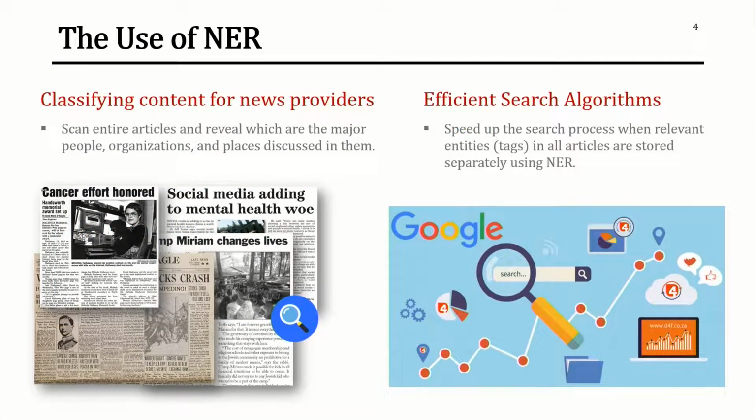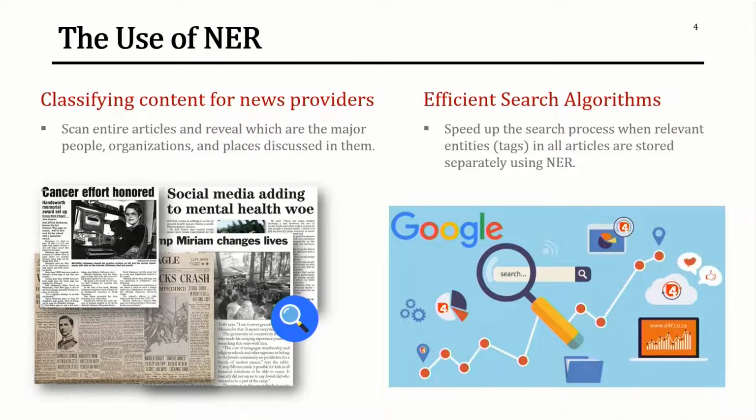The first one is classifying content for news providers. As we can see, in the news there are many thousands of articles. So a user may want to scan the entire articles and know what information is discussed in each article, such as people, organizations, or places. To achieve this, NER can help us to classify these kinds of contents.